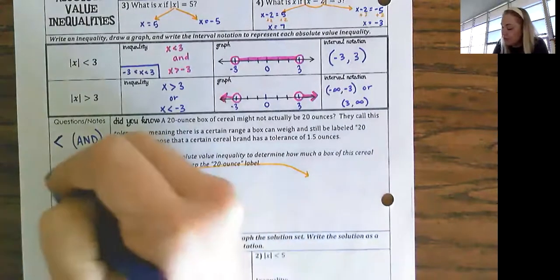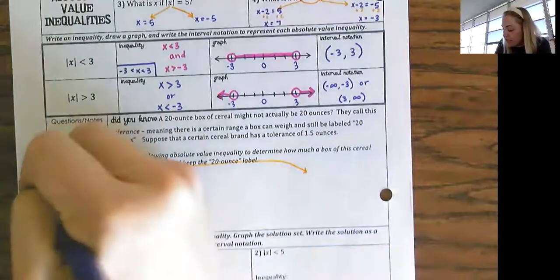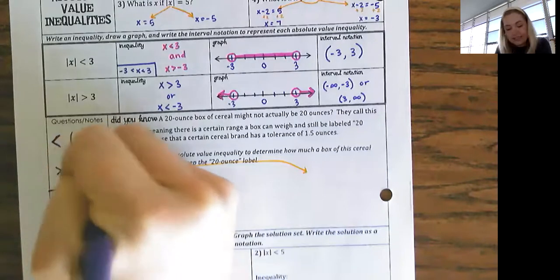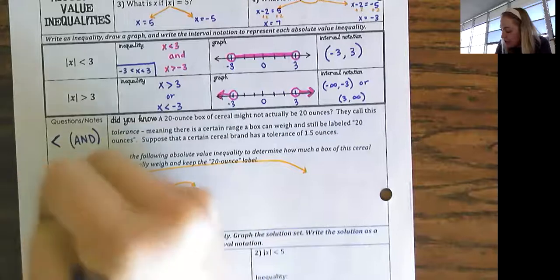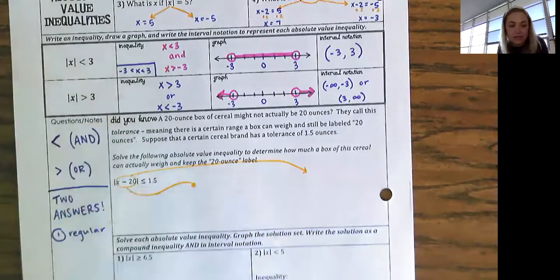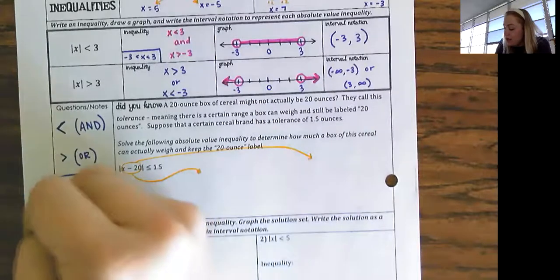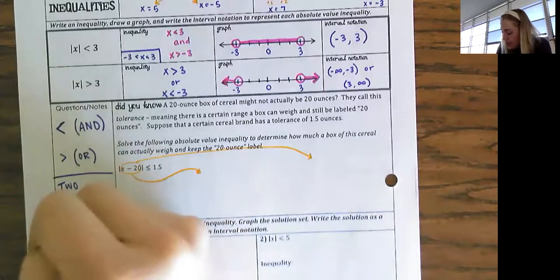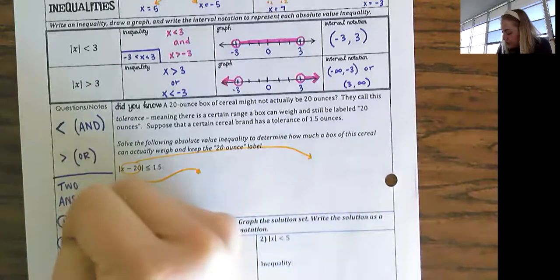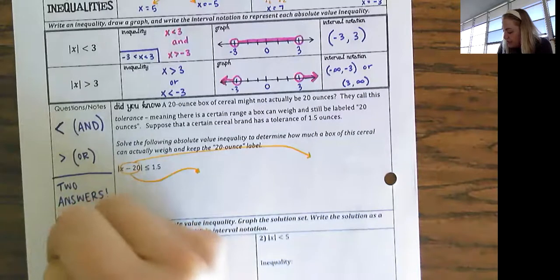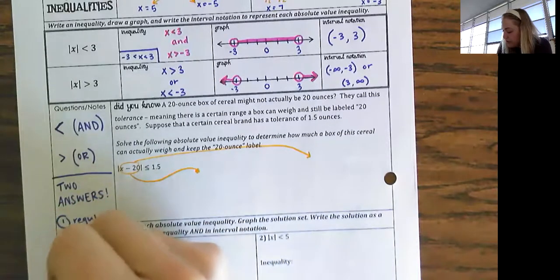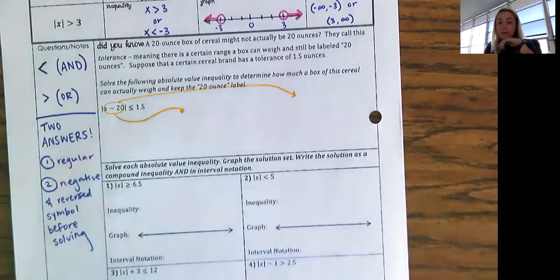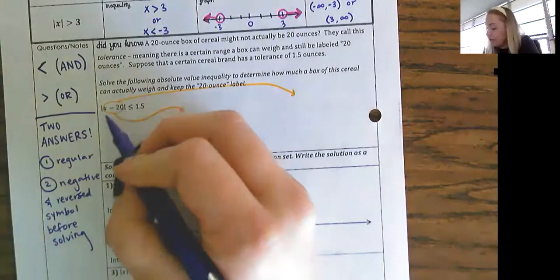And on each of these problems, you've got two answers. Let's talk about those two answers. The first answer is just your regular old answer. Your second answer is going to be negative and reversed symbol before solving. So we're going to do the negative and we're going to reverse the symbol before we solve them. So let's start with the first regular looking answer.